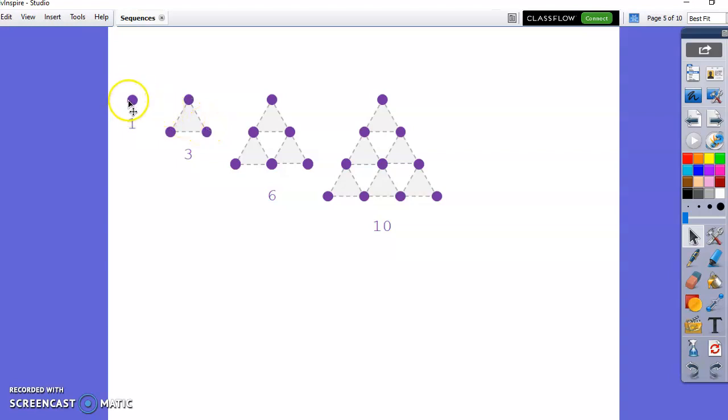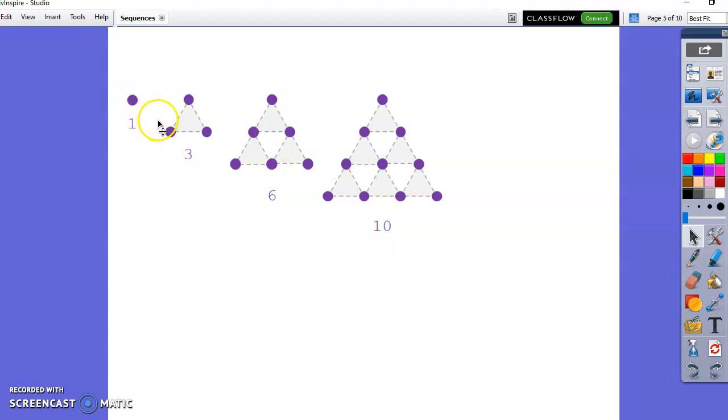So it is 1, then it becomes 3. So I have added 2 points. It is 3, then it becomes 6. So I have added 3 points. It is 6 and it becomes 10. So I have added 4 points. So can we guess the next one? What will be the next one?